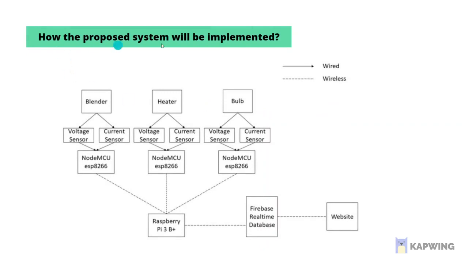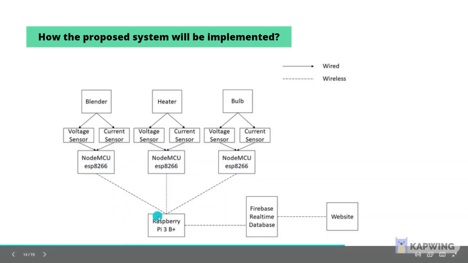So next is how the proposed system will be implemented. As you can see, there are three devices: the blender, heater, and bulb. Each of the devices will be connected to its corresponding voltage sensor and current sensor, and these two sensors will transfer the data to its corresponding NodeMCU ESP8266 module, which is a Wi-Fi module. Then this module will send the data wirelessly to the Raspberry Pi 3B Plus model.